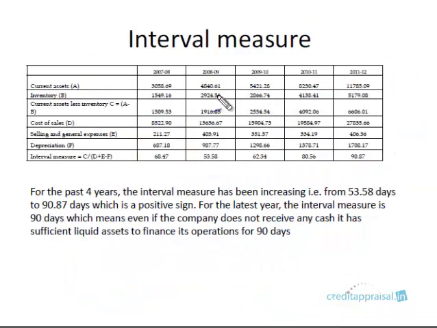Then we can calculate one more ratio, interval measure. If you remember, this is how we calculate it. It's basically for how many days the liquid assets of this company can finance the daily operations. Okay, so you're getting this for the last 2 years, you can say around 80-90 days. So it's actually increasing, right? So 50, 60, 80, 90. So this is a healthy sign. So this company has got enough liquid assets which can finance the operating cost for another 3 months. So this is a good situation.